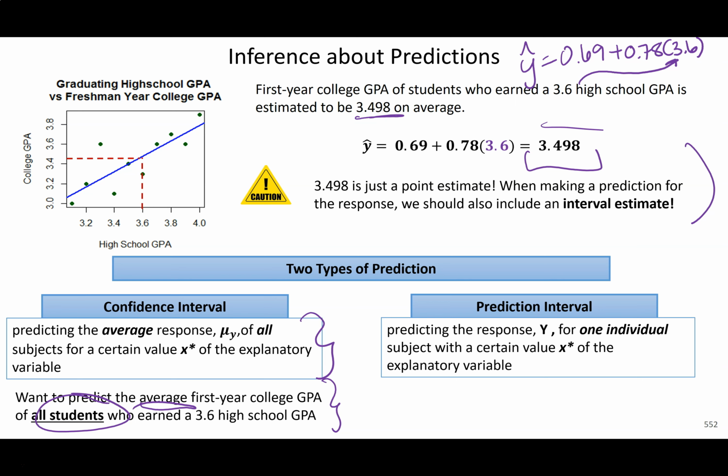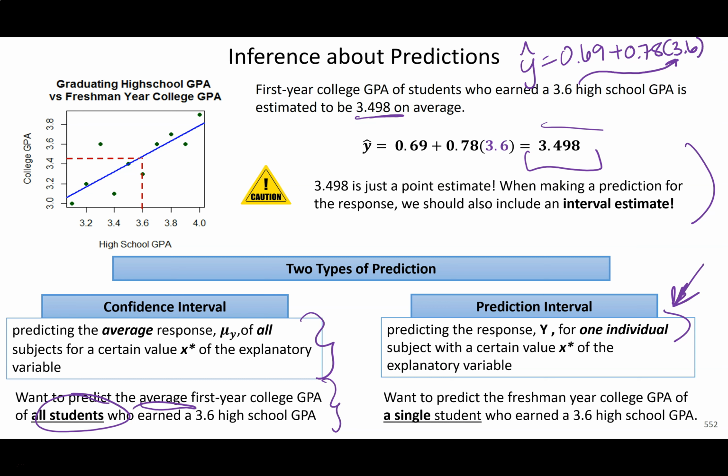The prediction interval is more individual. So suppose now you have one student who, I don't know, just comes to the school and they had a 3.6 in high school. What about estimating that individual student's first year college GPA? So you would use a prediction interval. You want to predict the first year college GPA of just a single student who earned a 3.6 high school GPA. So for a confidence interval, we want to estimate the average college GPA for all students that had a 3.6 high school GPA. In the second type, the prediction interval, we want to predict the GPA of just one student that earned a 3.6.